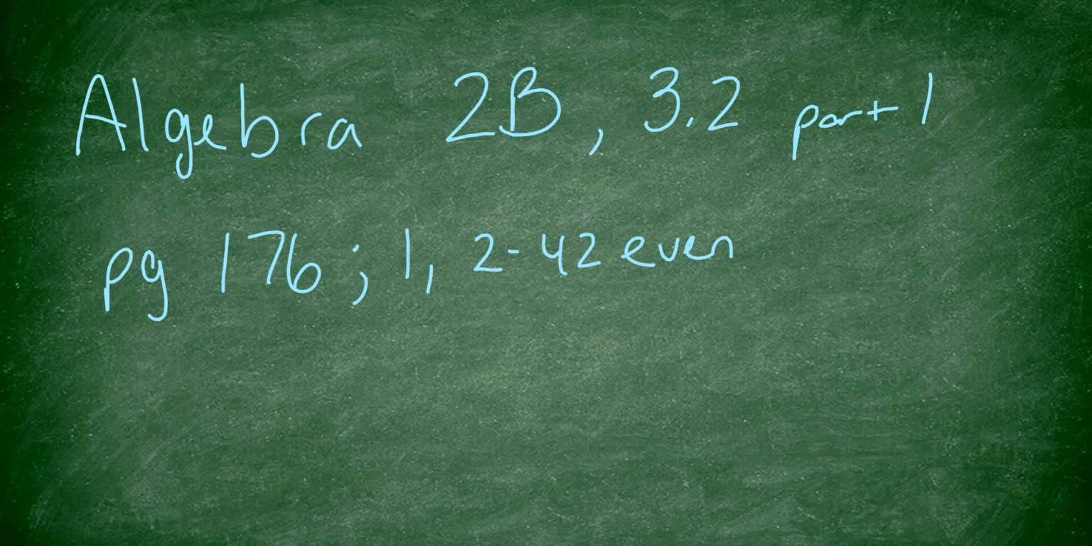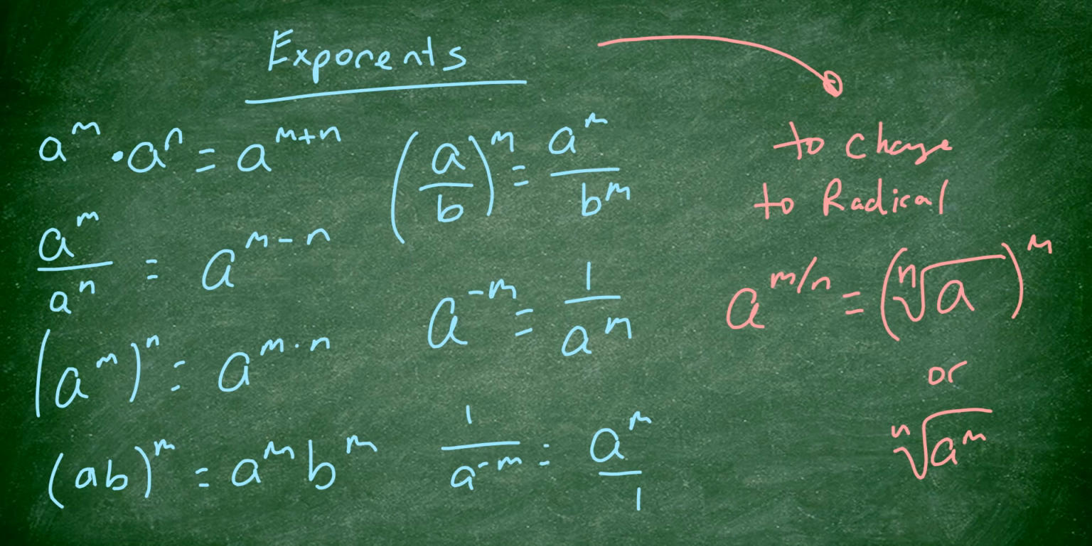Alright, today we're going to go over Algebra 2B 3.2 Part 1, which is page 176, 1, 2 to 42 even. You're going to need to know these properties.